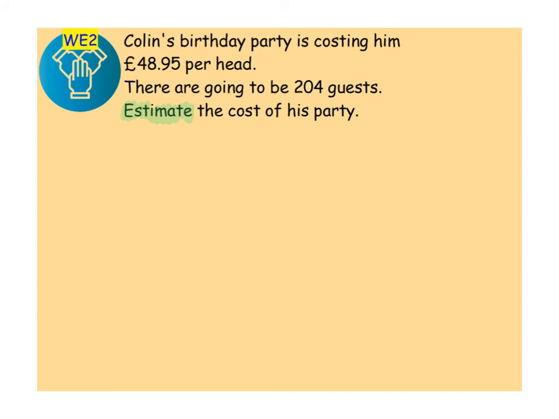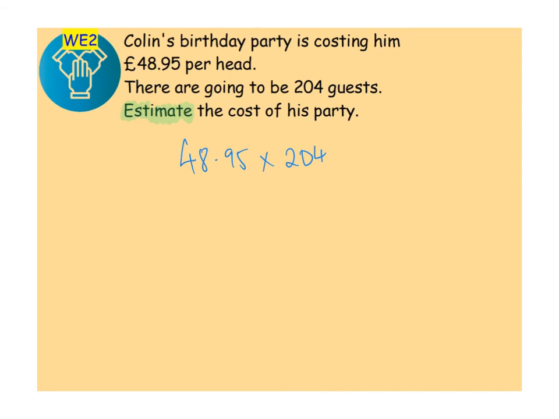Okay, hopefully you've had a go at this question. If I was going to work this out exactly, it's going to cost £48.95 for each person that attends, and there's going to be 204 people. So the exact calculation is 48.95 multiplied by 204. That's how much it would cost to have the party.